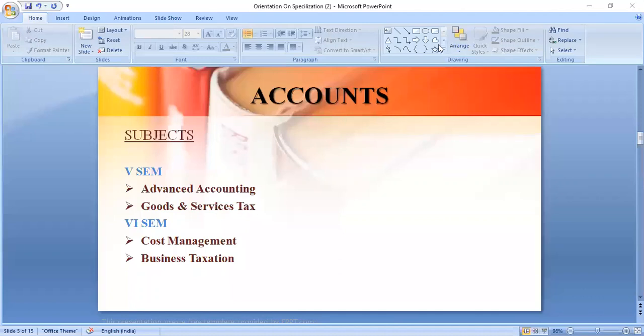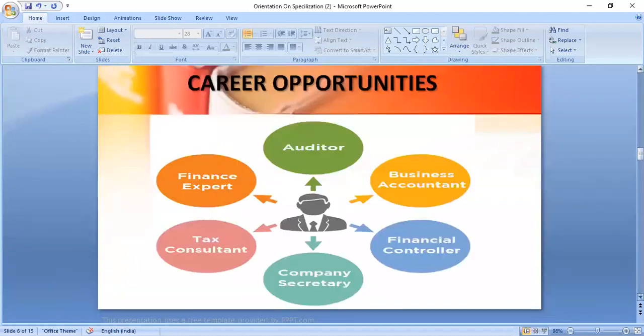The course outcome of business taxation is that you will get to know how companies are assessed for income tax calculation, how to calculate the tax for import and export, how to file returns, when you should file returns, and what is the importance of filing returns. All that you will get to know under your business taxation. So that's about the papers you will be studying under account specialization. Now let us understand the career opportunities. As you can see in the slide, these are the career opportunities available for account specialization.